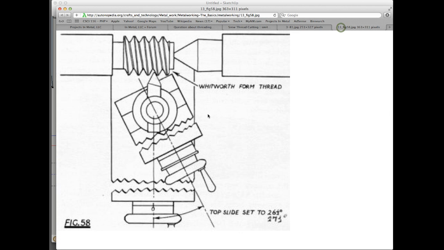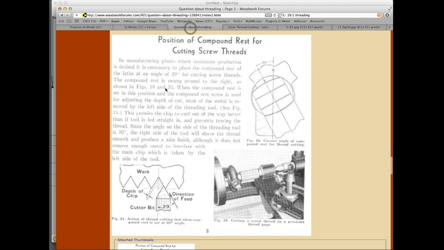And here's another example from yet another website that shows setting your compound to 26.5 degrees for a Whitworth thread. So basically taking the total angle of the thread, whether it be 60 degrees or the angle for a Whitworth thread, and cutting it in half, and then taking like 1 degree off. So for a 60 degree thread, cutting it in half, 30 degrees, and then removing one more degree. So 29 degrees for a 60 degree thread, that's what's shown here.